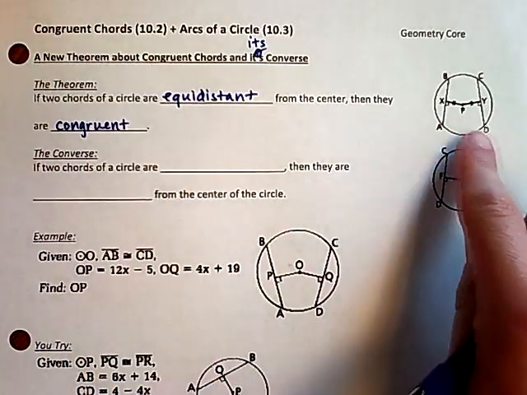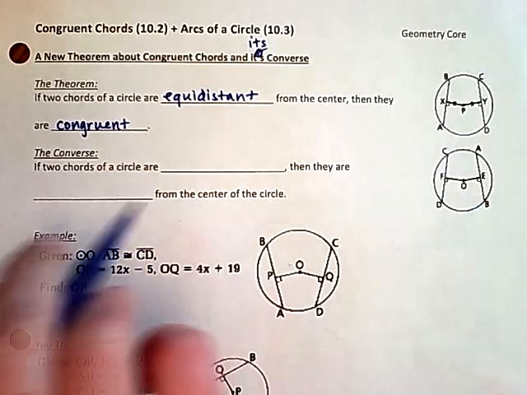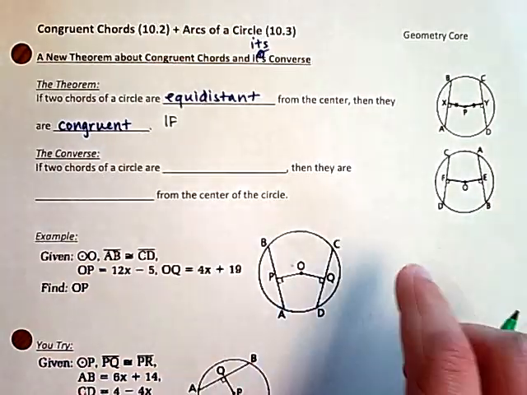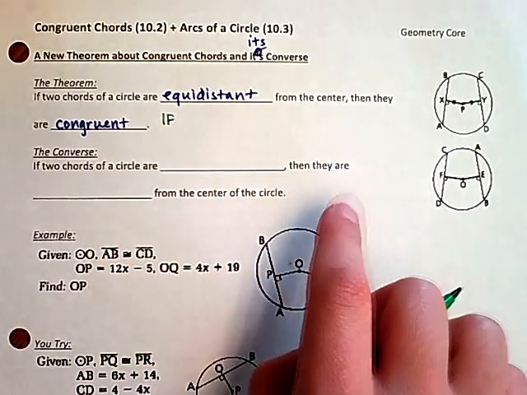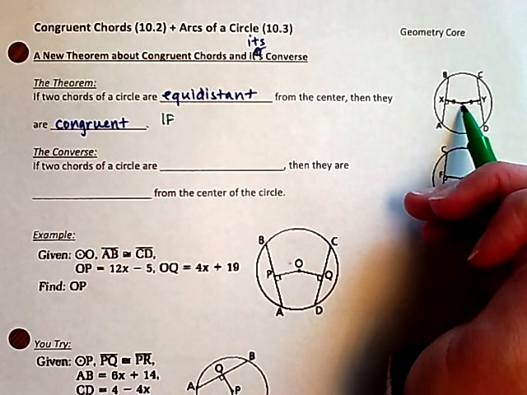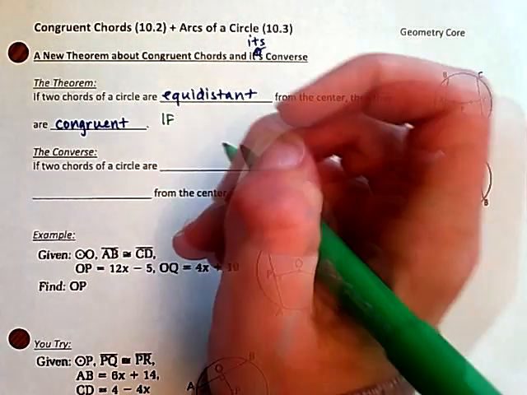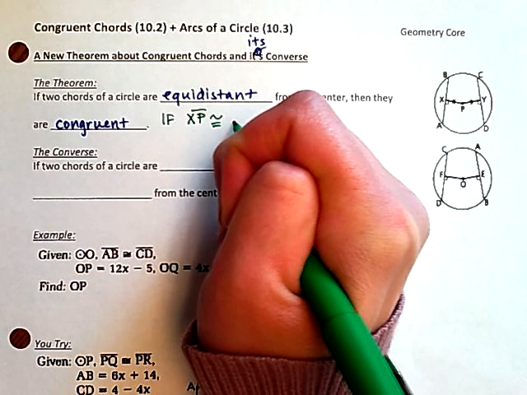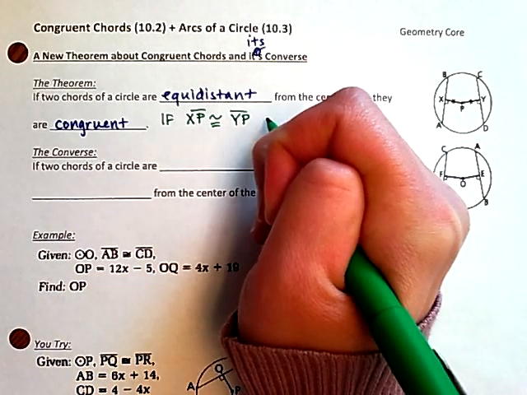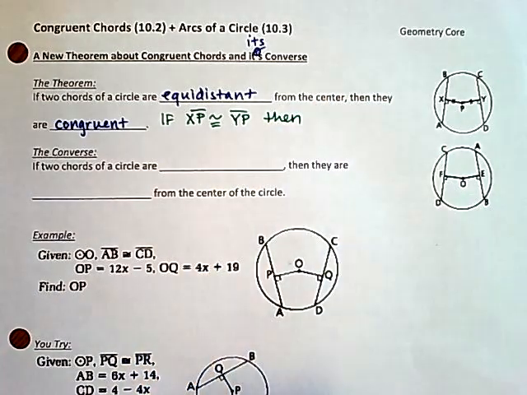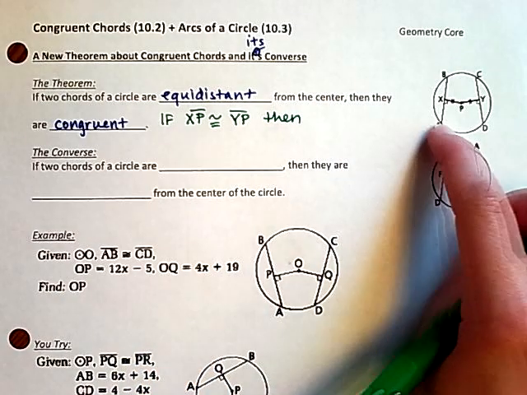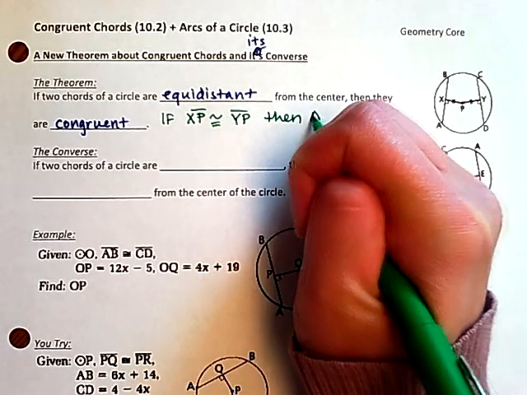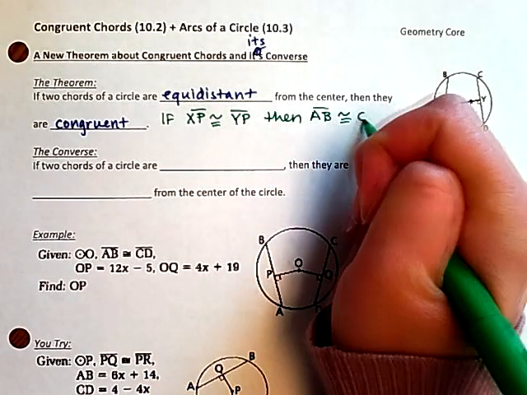So I'm just going to relate that sentence to the visual. The thing that we're given, the if, is that the two chords are equidistant from the center. So that means that point P is equidistant to point X and point Y. So that would be XP is congruent to YP. Then this theorem tells us that those two chords, the associated chords with those two distances, are also congruent. So we would know AB is congruent to CD.